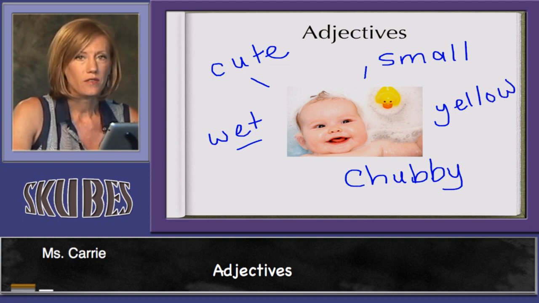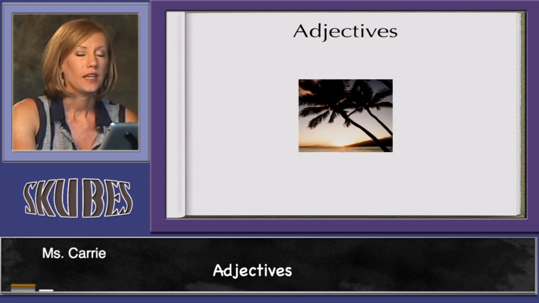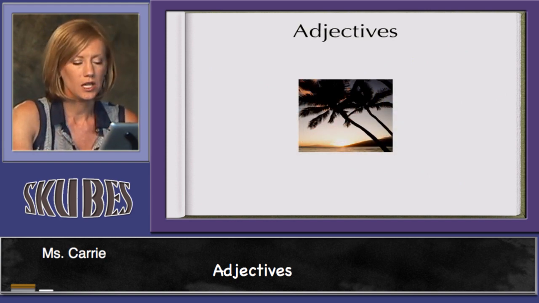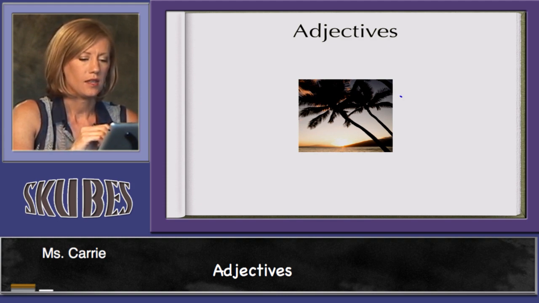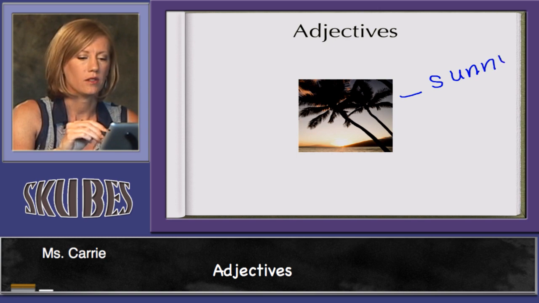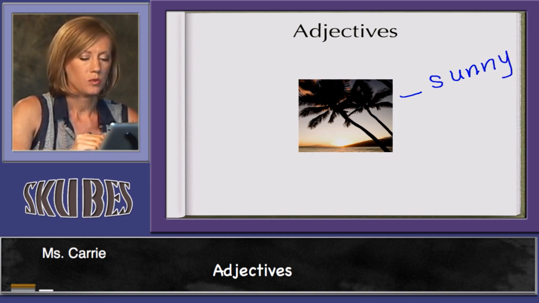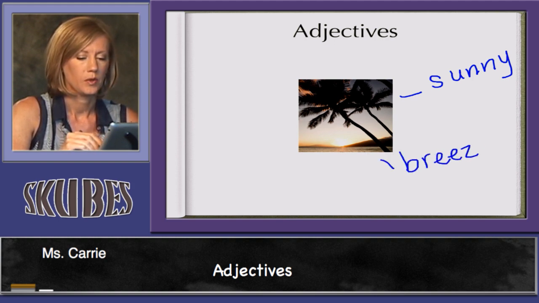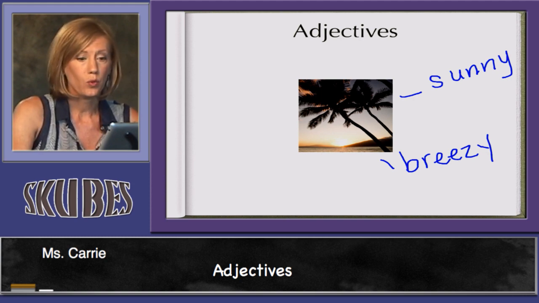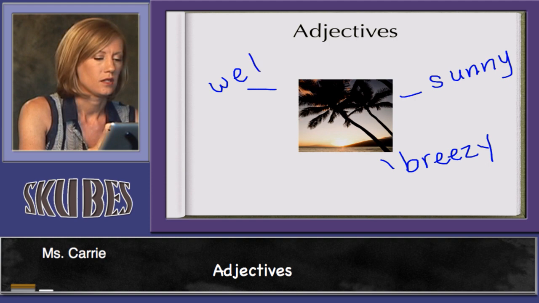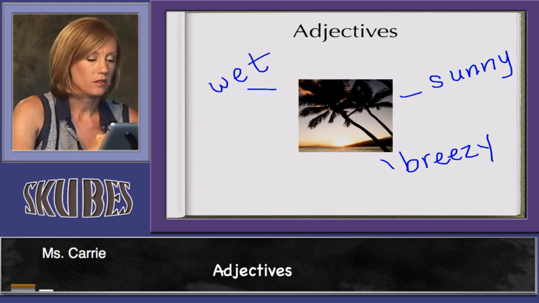Let's look at another picture of a noun that we can describe. Here we have a beach scene. If we were going to describe the beach, we could say that it's sunny. So we see a sun in the background. The trees are kind of blowing, so we could say that it's breezy. If we were talking about the water, we could say that it's wet. And maybe even salty.